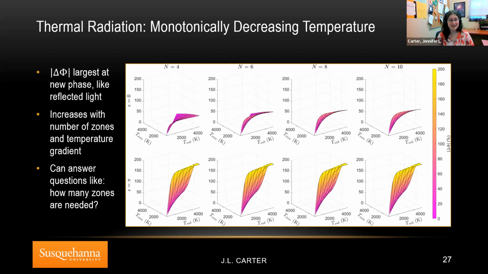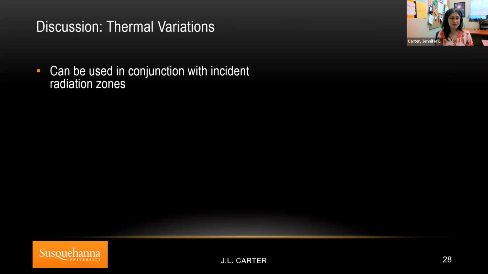So we start to ask ourselves, can we use Bayesian data analysis to determine how many zones are needed through model testing? And in addition, what are the temperatures of those zones? We can either assume monotonically decreasing, this reduces computation time, or we can allow the temperatures of these zones to vary. That increases computation time though. So if you have a reason to believe that it monotonically decreases, it's a good idea to start with that test first.